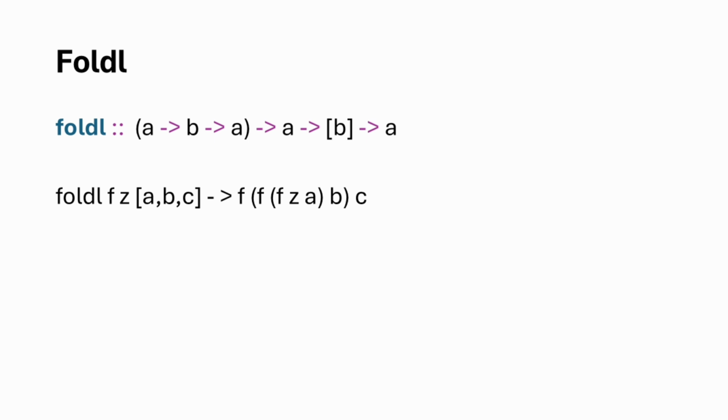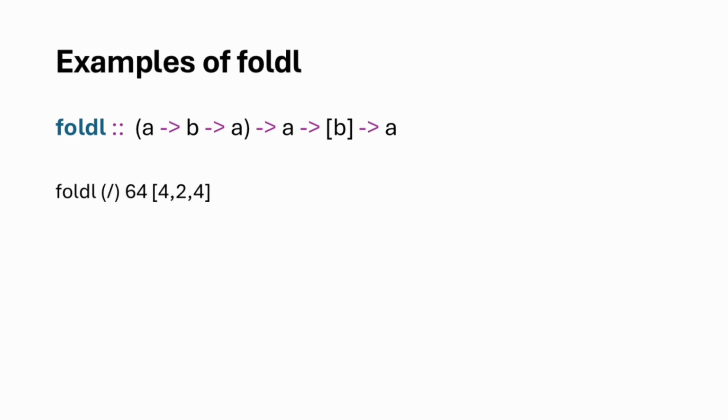Now let's move on to a simple example. We feed the first argument the division function, the second argument the number 64, and the third argument a list with values 4, 2, and 4. What this function does is take the second argument, which in this case is 64, and the first value of the list in the third argument, which here is 4, and it applies the function from the first argument to them. In this case, it would divide 64 by 4. This gives the result 16.